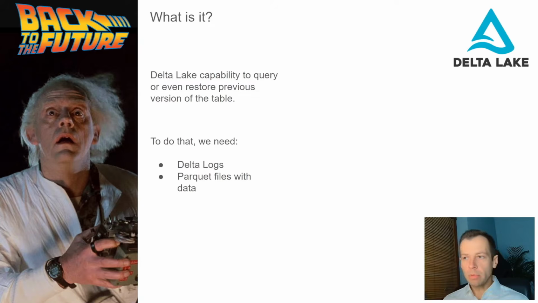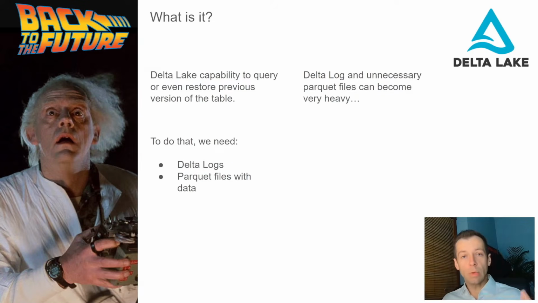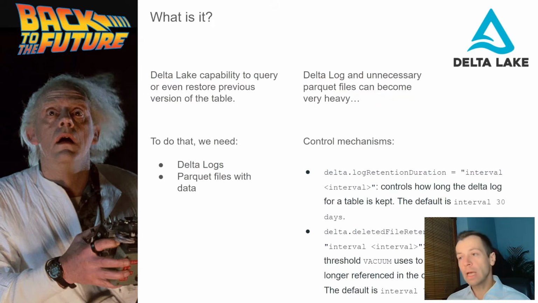Now, the problem is that, as we could see, the Delta log and unnecessary parquet files can become really heavy, and if we kept them without a time limit, this could basically explode our storage. Therefore, we have two mechanisms which limit the time travel, how far back in time we can move. They control how long the Delta log is stored and how long we keep unnecessary parquet files.